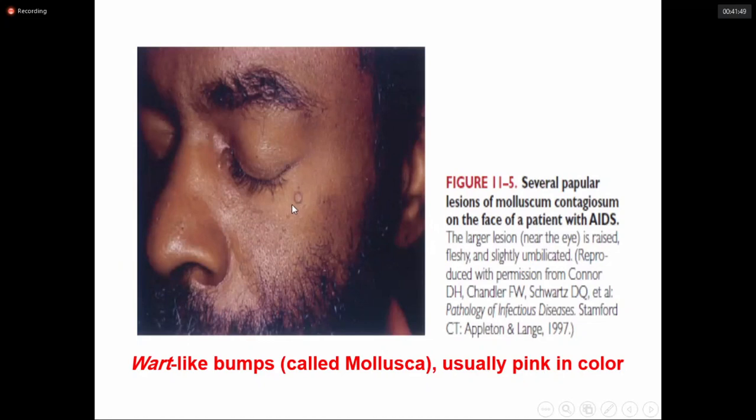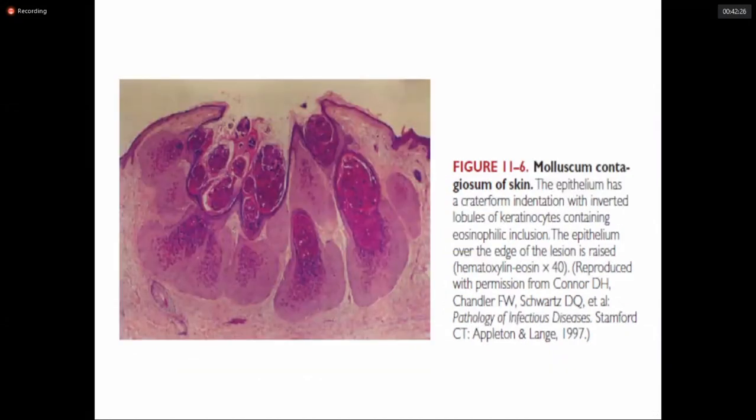You can see the papular lesion of molluscum contagiosum of a patient with AIDS. Sometimes it helps in the diagnosis. They are wart-like bumps. Look, these are the bumps here. Molluscum contagiosum usually appears pink in color near the eye, raised, slightly umbilicated. If you go to magnification, you will see central umbilication. This is the histopathology that I have told you about. The epithelial cells have got a crater form, like an opening here, indentation and inverted lobules of keratinocytes containing eosinophilic inclusions.